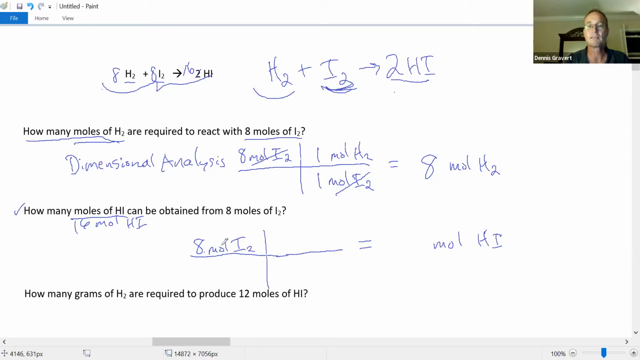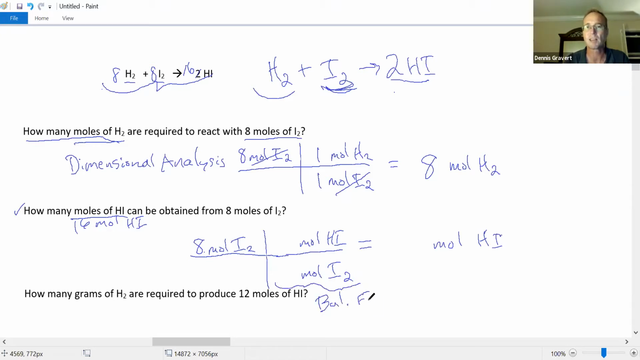And again, step 3, find conversion factors. The moles can't match. We got moles on both sides. That looks good. The molecules don't match. So we need to change the molecules of I2 to the molecules of HI. And anytime you're going to change molecules, you're going to use the balanced equation.